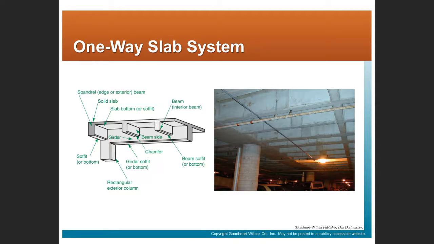Right, here's an example, a picture of a one-way slab system. And I always have to look carefully at this drawing because depending on how I look at it, sometimes it appears differently. But again, you see concrete beams bearing on a girder, which ultimately bears on a column. Again, very similar to what a residential wood framing system would look like.